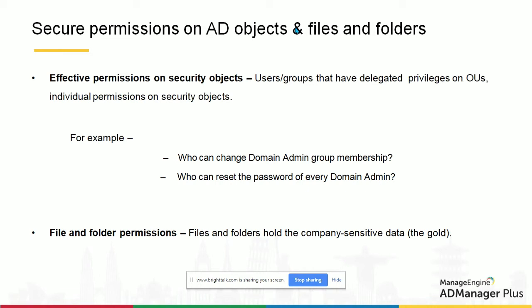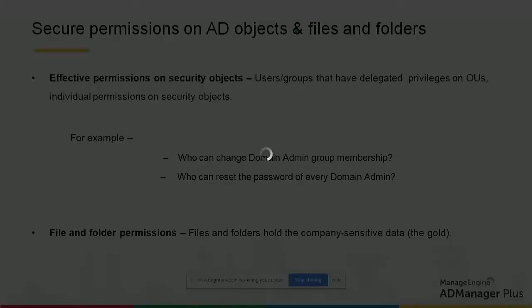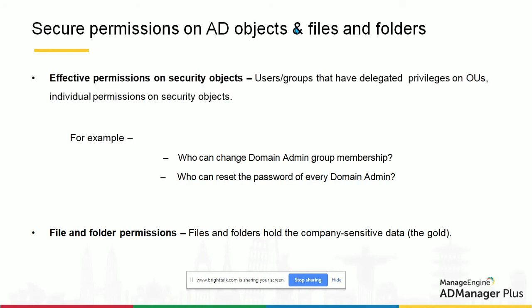Now, why am I saying this? Because your files and folders potentially hold company-sensitive data, the gold, the currency of your organization. And it's also important to know which user has permissions over which object in Active Directory. For instance, which user can change the domain admin group membership, who can reset the password of every domain admin, who can perform replicating changes within Active Directory. So that's two places where we need to secure our permissions, on our security objects and our files and folders.